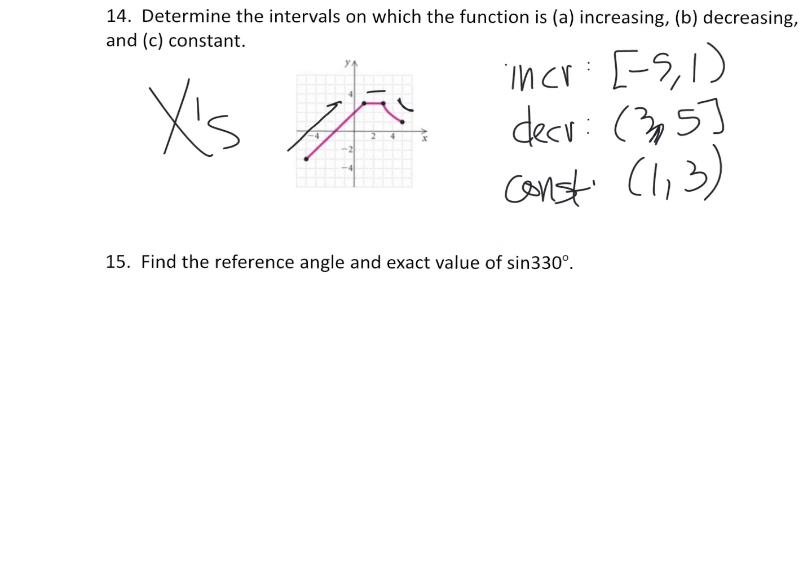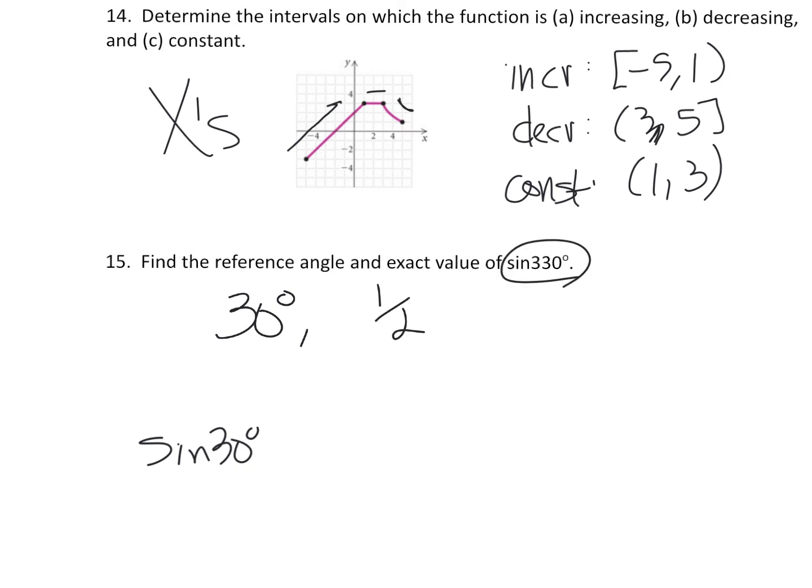Number 15, find the reference angle and the exact value of sine 330 degrees. First of all, the reference angle is how far from the x-axis are you? You're 30 degrees away because you're 30 away from 360. Now, think about sine 30. What is sine 30 degrees? Look at your unit circle. You're going to find out sine of 30 is actually 1/2.